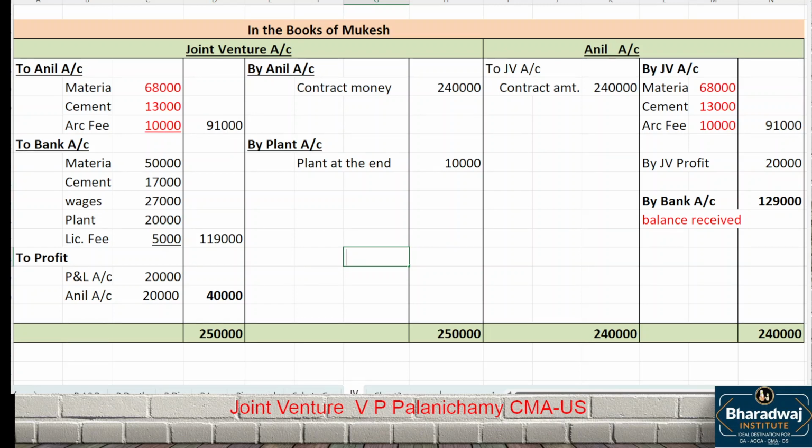In the books of Mukesh, you take it up. Wherever you put to bank account earlier, it is paid by Anil, to Anil account. Now in the books of Mukesh, whatever is paid by Mukesh will come to bank account. By bank earlier collected by Anil, now it will come as by Anil account. By plant account, taken over by us. Mukesh took over the plant, by plant account. Profit is shared equally. Then prepare Anil's account, you will find the same amount will come.